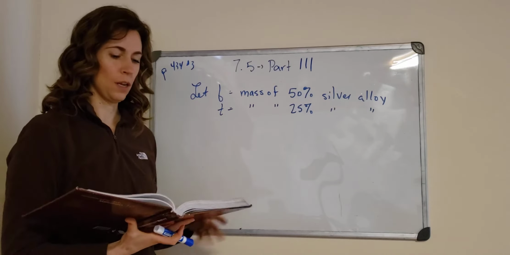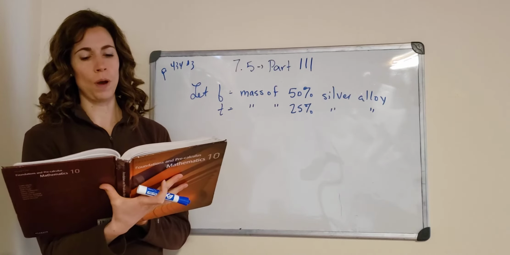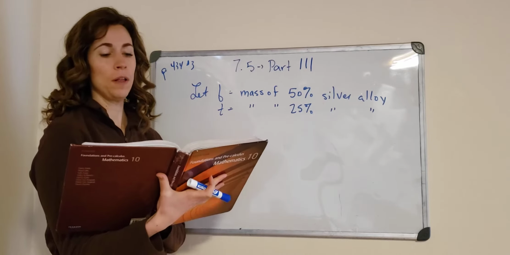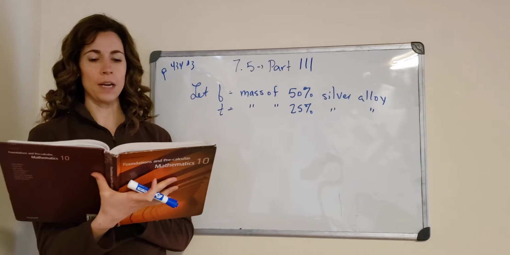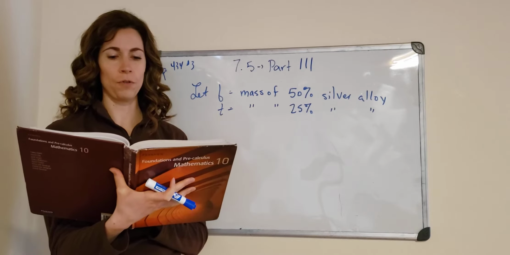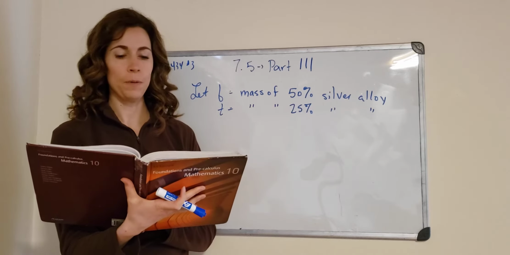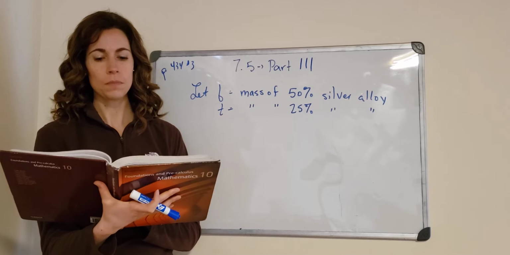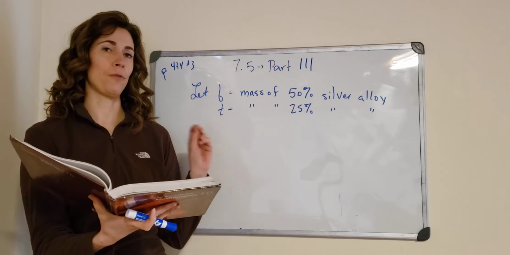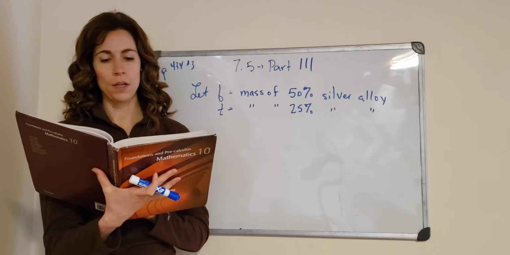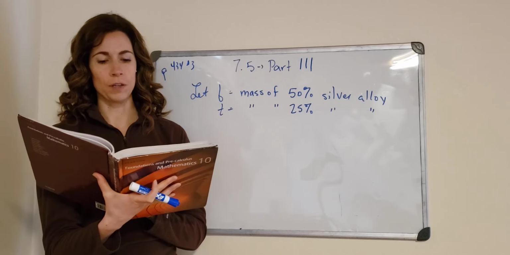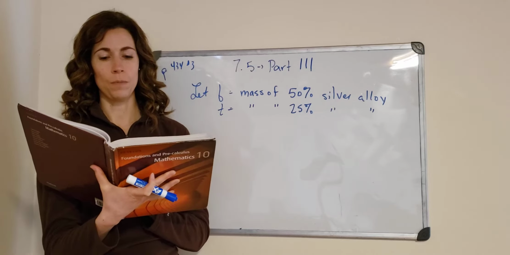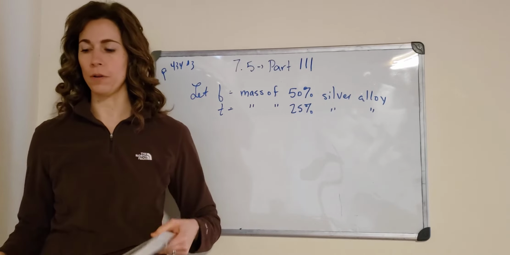So it says, write a linear system to model this situation. An artist, or artiste if you will, was commissioned to make a 625-gram statue of a raven, a type of bird, with a 40% silver alloy. So the finished product should be 40% silver alloy. She has a 50% silver alloy, and she has a 25% silver alloy. So it says write a linear system to model this.